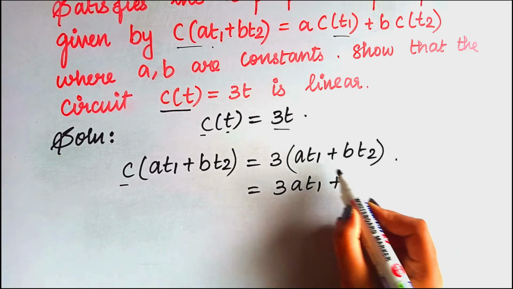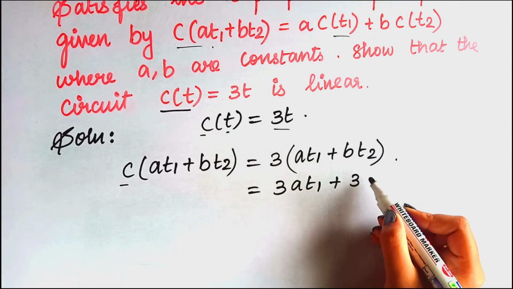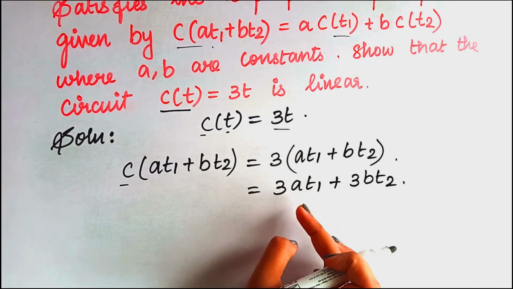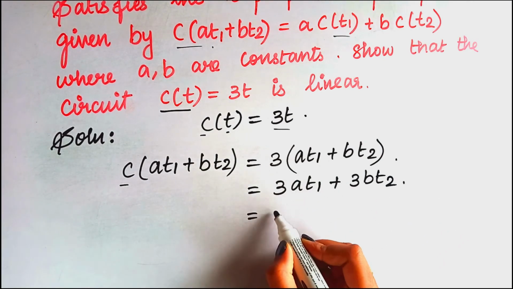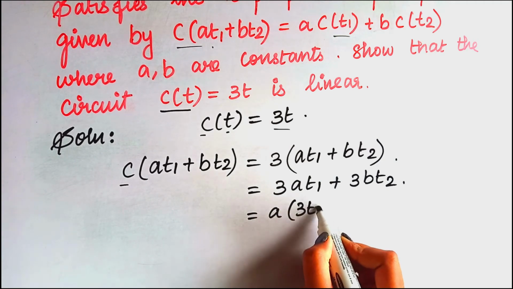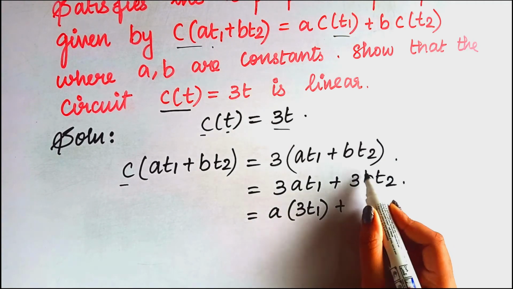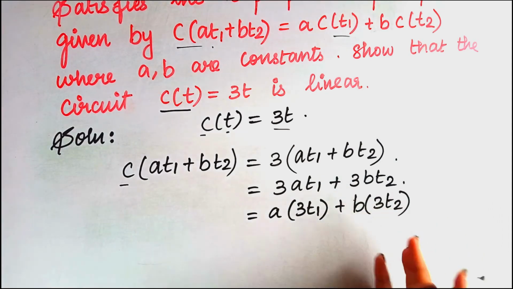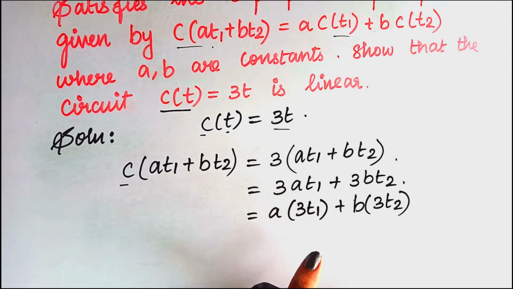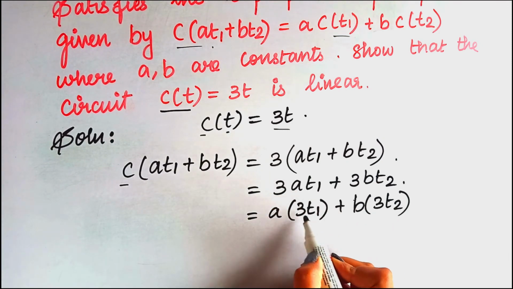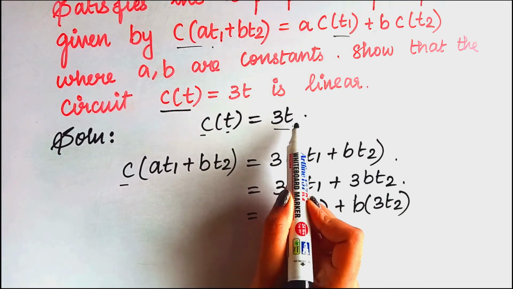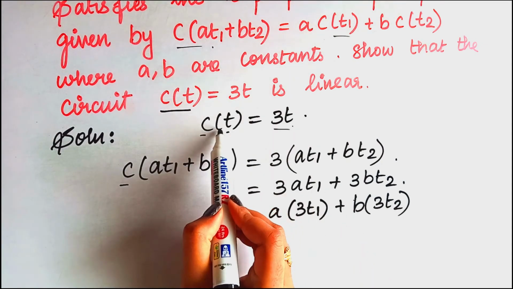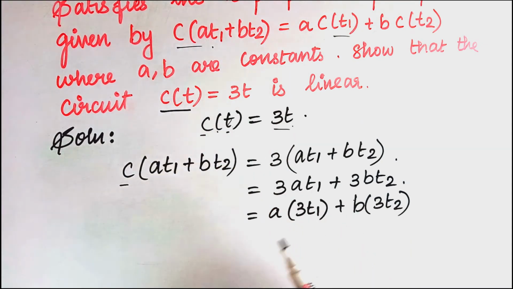So we'll get 3at1 plus 3 into bt2, we will get 3bt2, right? Now you can take this a outside, so we will get a of 3t1 plus, here we will take this b outside, so b of 3t2. Okay, we are just taking that outside. Nothing has changed. And now here you can see that 3t1, right? Here there is a 3t, instead of t we have t1, right? So what you have to do in the left hand side, instead of t you have to substitute t1.